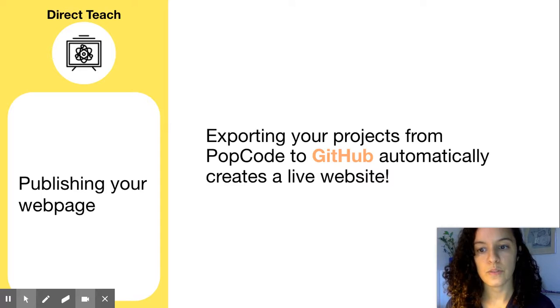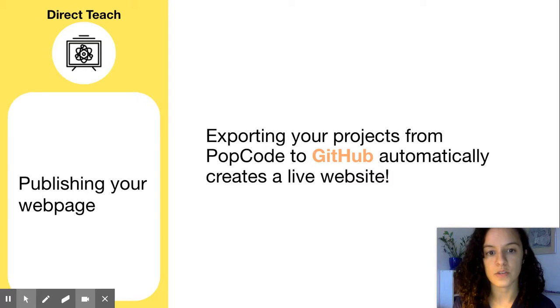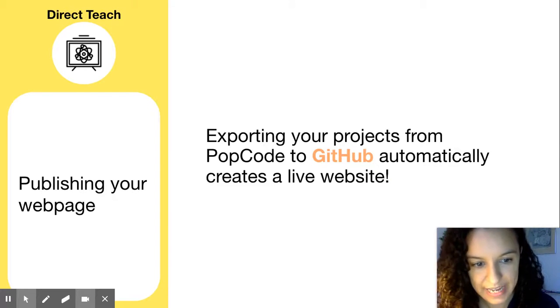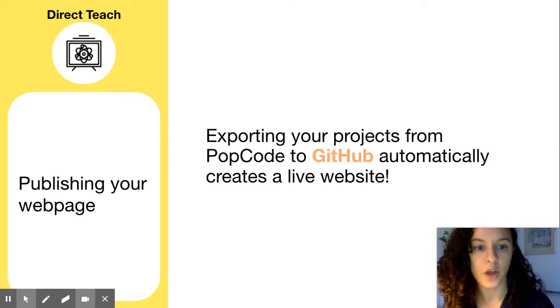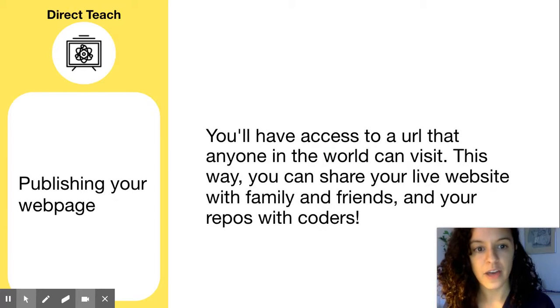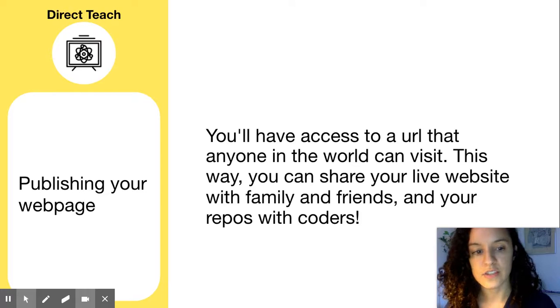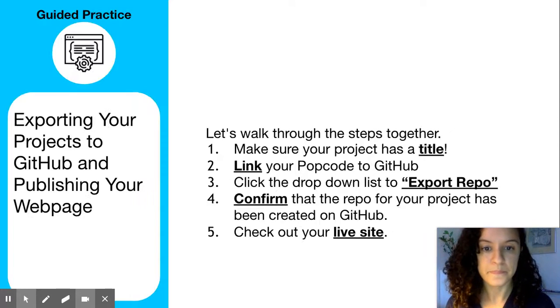All right, so let's think about publishing web pages. So we are going to export projects from Popcode to GitHub, and it automatically creates a live website. This is very exciting. So now you have a live website to share your code and your work with others. You'll have access to a URL that anyone in the world can visit. So you can share it with your friends, your family, and you can share repos with coders so that they can look at the code and learn from you, or they can ask you if they can work on the project with you.